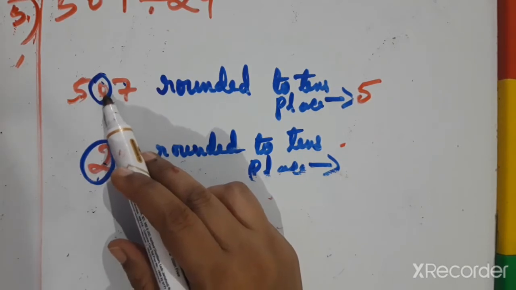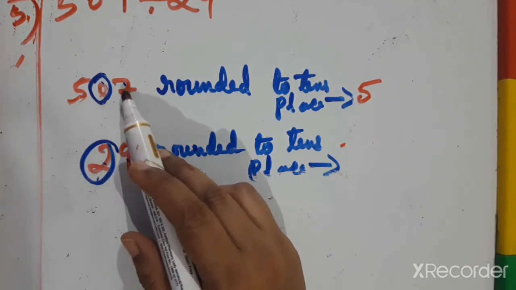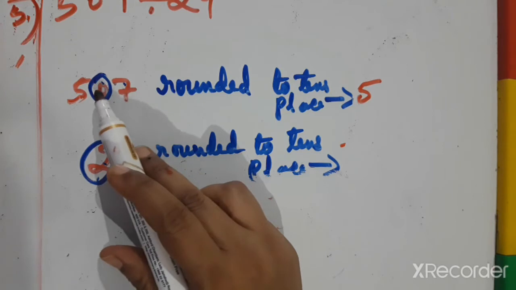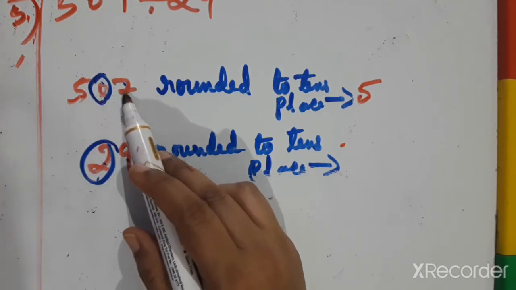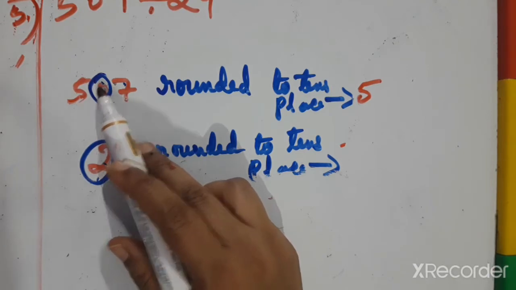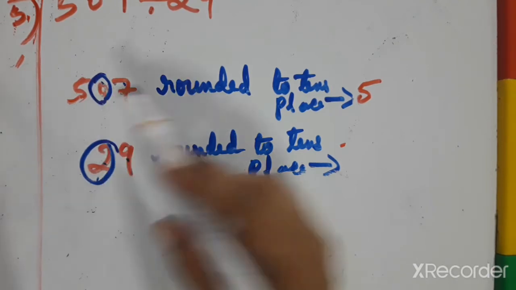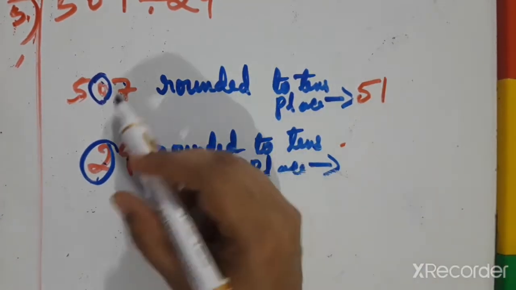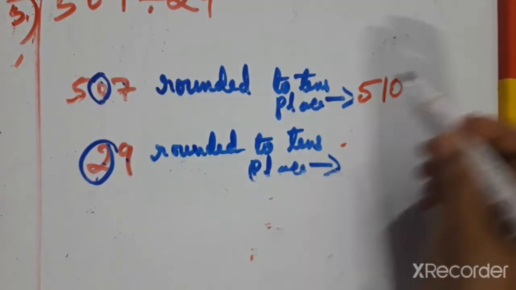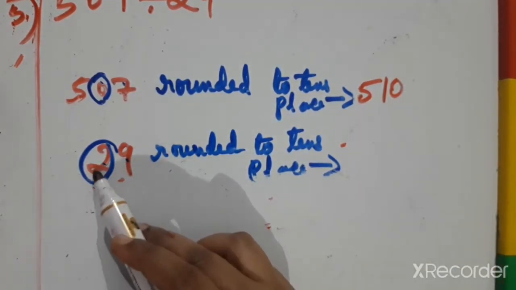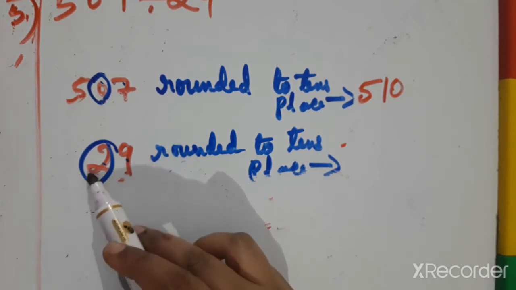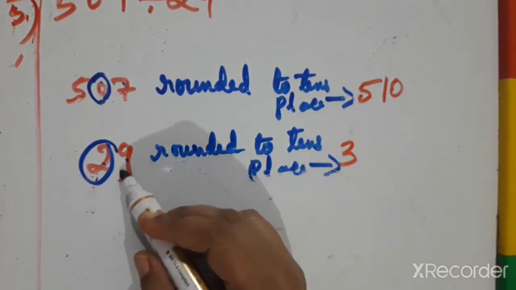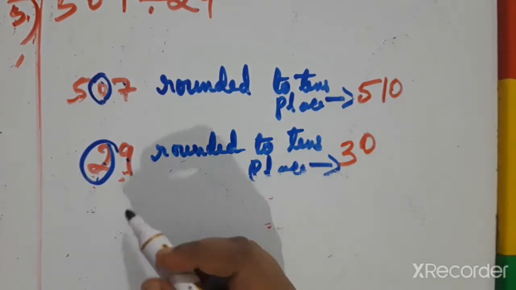The circled number is the one we are rounding, so we check the next neighbor. 7 is greater than 5, which means 1 is added here. So 0 becomes 1, and the ones digit becomes 0. For 29, we check the next number, which is 9. 9 is greater than 5, so 1 is added, 2 becomes 3, and 9 becomes 0.